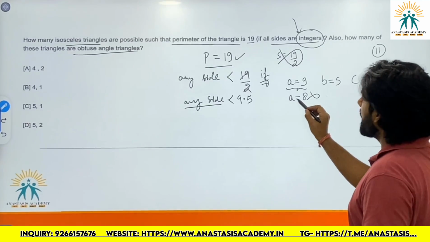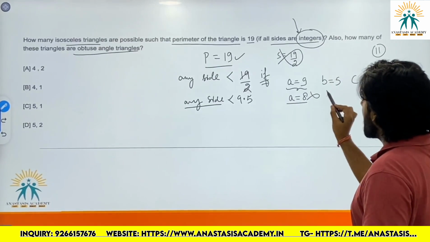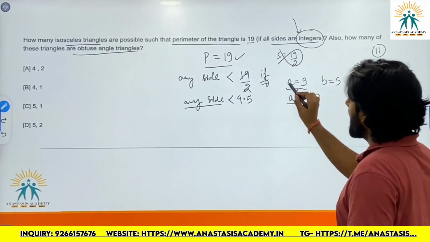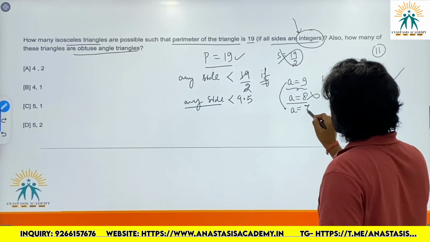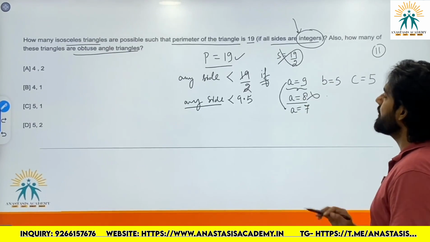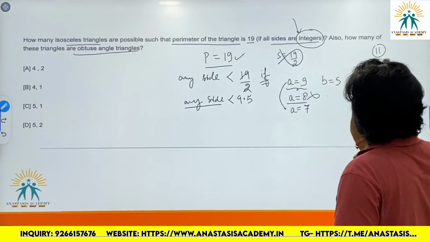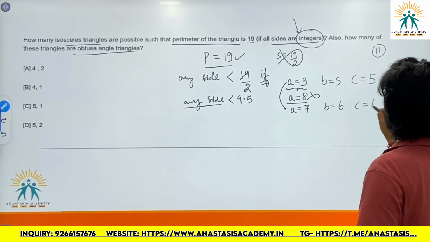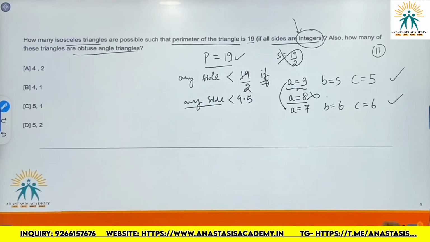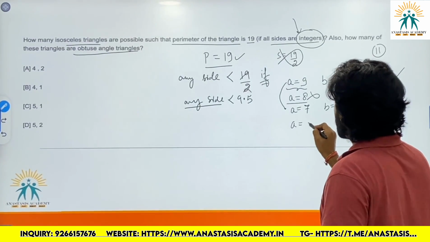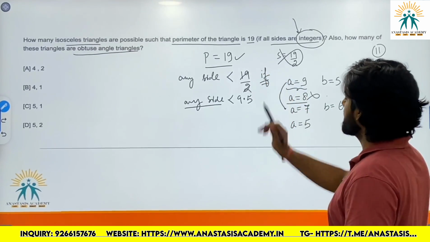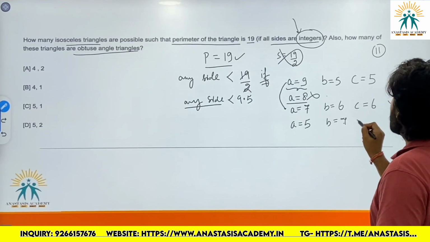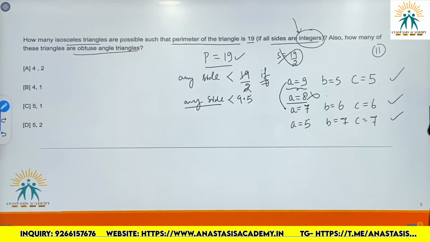In fact, if I take one side as even, I cannot have the two equal sides as integers. So I have to take this side as odd only. So if I take this side as 7 units, the sum of the other two sides would be 12. So I get one side as 6 and the other side also 6. This is one isosceles triangle. Next, when I take A as 5, the sum of the other two sides must be 14. So I get B as 7, C as 7. This is one isosceles triangle.